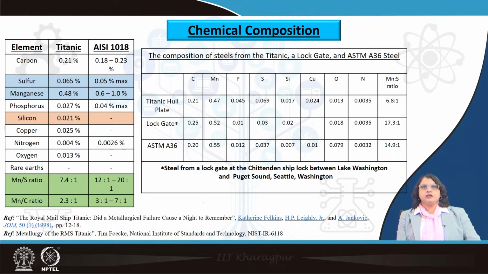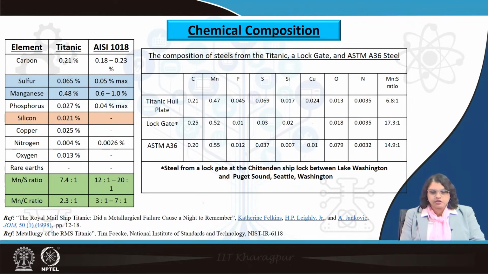So, let us see the chemical composition. Whenever such a thing happens, like the failure in the case of Titanic, the first thought that might have come to you is that the steel might not be suitable for ship making, right. And when we talk about steel, the first element that comes to our mind is carbon. Maybe the carbon content of the steel is too high, that may have made it brittle.